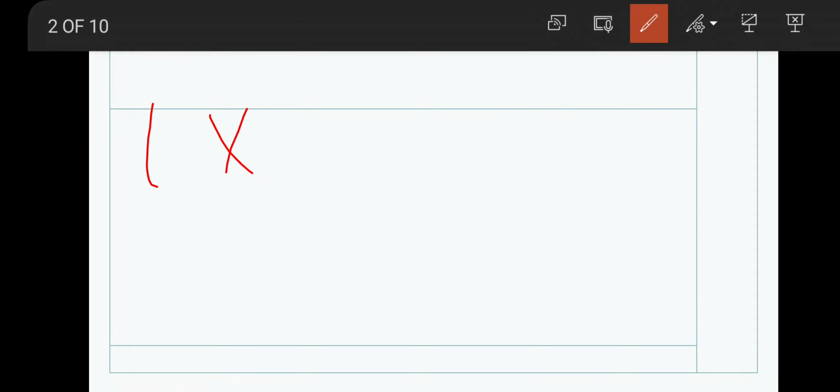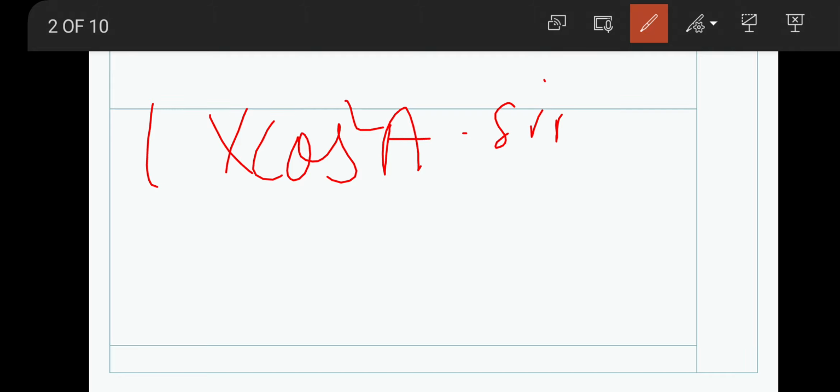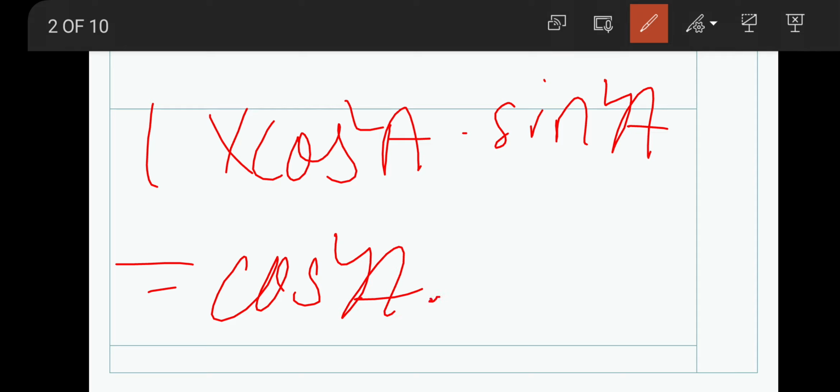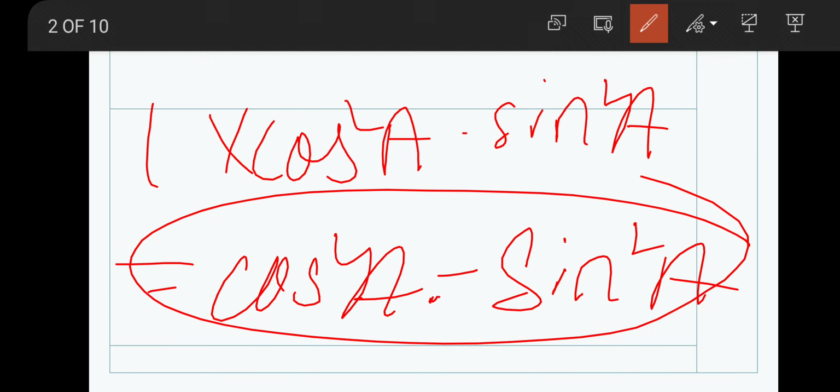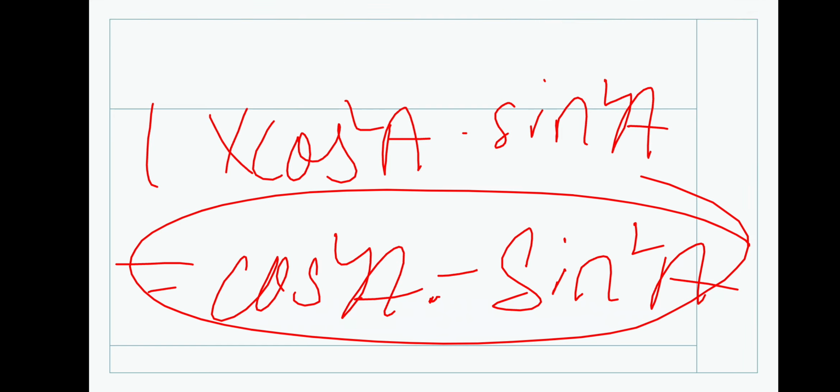So 1 into, because cos square a plus sin square a is equal to 1, and cos square a minus sin square a remains the same. So cos square a minus sin square a will be the answer. If 1 into something is also something, so cos square a minus sin square a. This is the answer for your second question. This is how you solve your practice questions. I hope that those were easy questions.